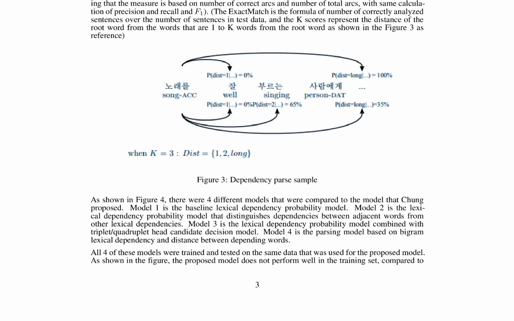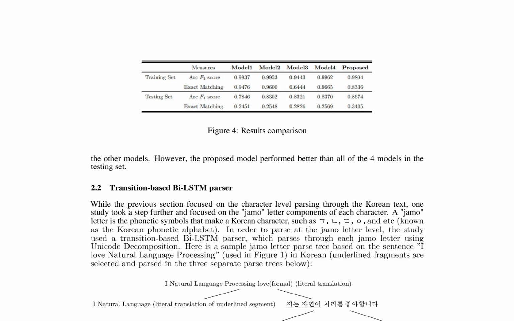Experiments were conducted using the dependency-tagged KAIST treebank, consisting of 31,080 sentences. The parser achieved a relatively high arc-based FM measure on both the training and testing data. The results are presented in Figure 2, showing the parser's performance on the training and testing data. The parser's performance is also compared to 4 other models, including a baseline lexical dependency probability model, a model that distinguishes dependencies between adjacent words, a model combined with a triplet-quadruplet head candidate decision model, and a model based on bigram lexical dependency and distance between depending words.